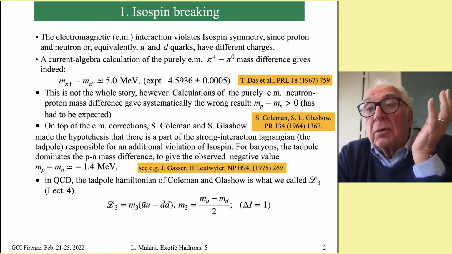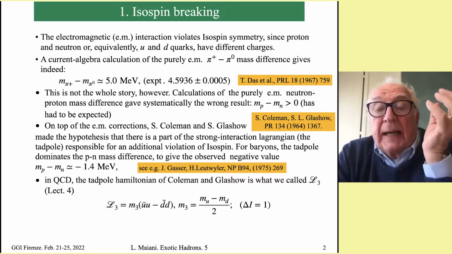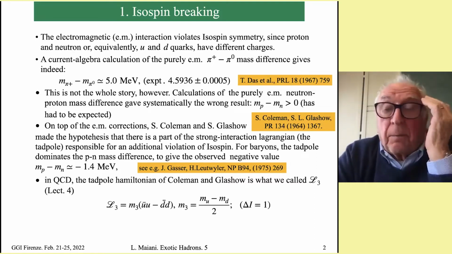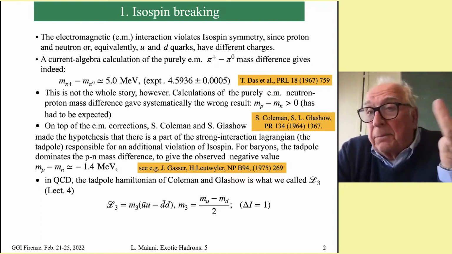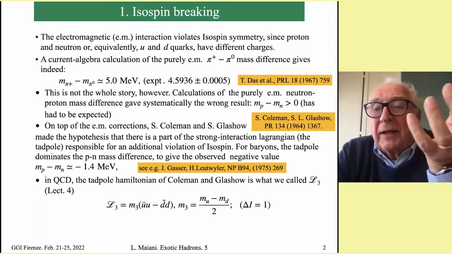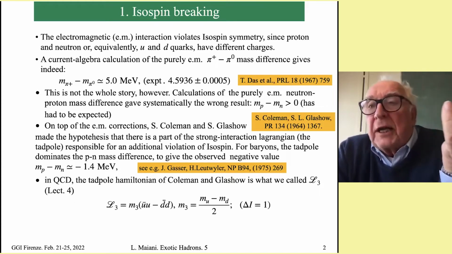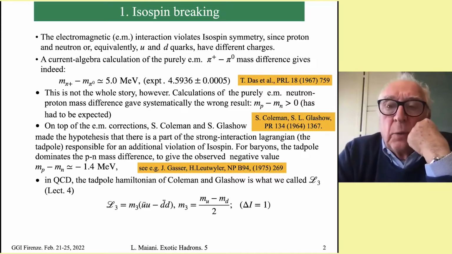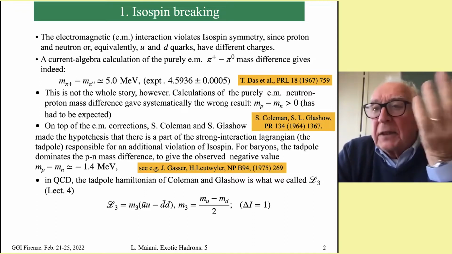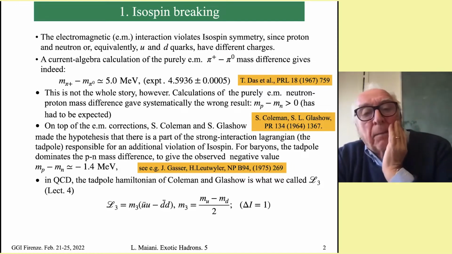But this is not the whole story, because the calculation of the electromagnetic mass difference of proton and neutron gave the wrong result. It gave that the proton must be heavier than the neutron. This is sort of obvious, because the proton is charged, and therefore it has additional energy with respect to the neutron. But in fact, it is not so. We know very well that the neutron is heavier than the proton.